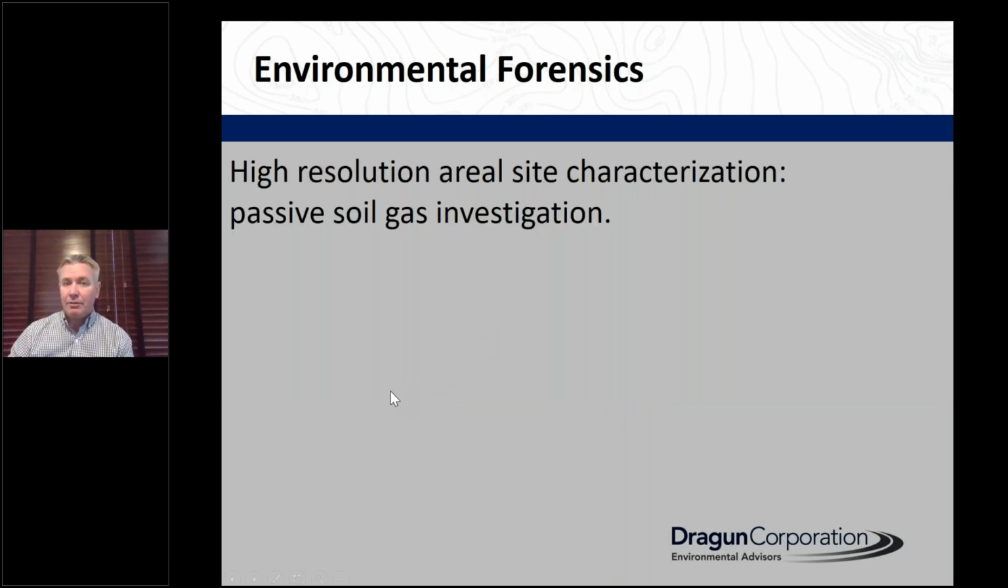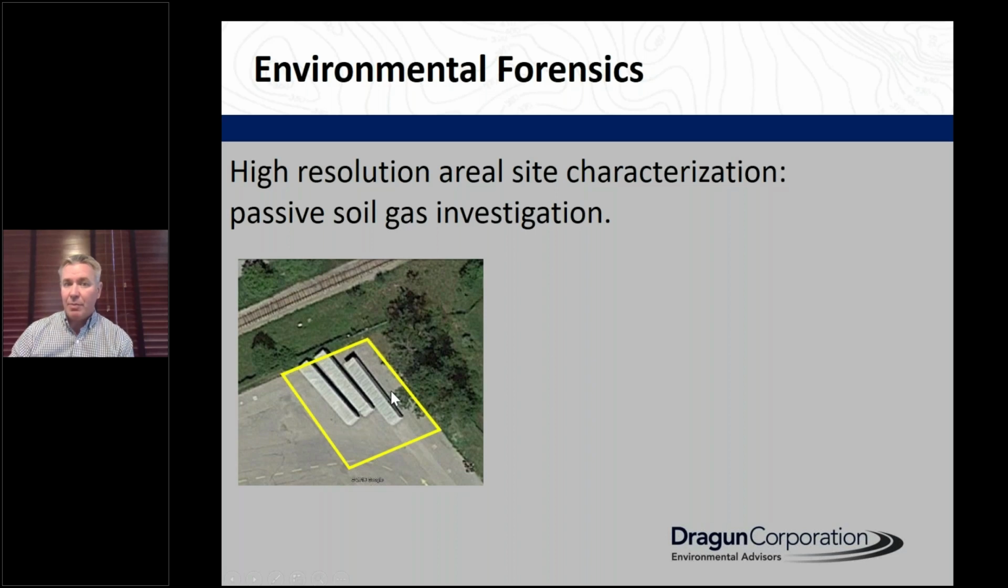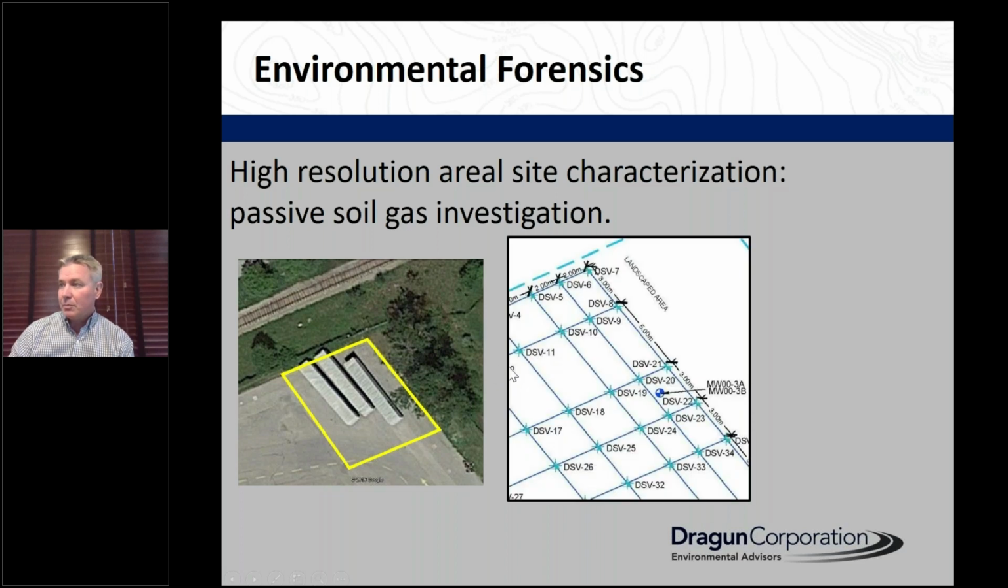So in order to define the impacts better, we performed a passive soil gas survey. Passive soil gas can be a relatively inexpensive method to aerially delineate a source. In our case, we went upgradient of the high concentration well, which was in the upper right portion of this yellow box. So this is an example of our passive soil gas grid. We can see a spacing of about 2 to 3 meters in our grid.